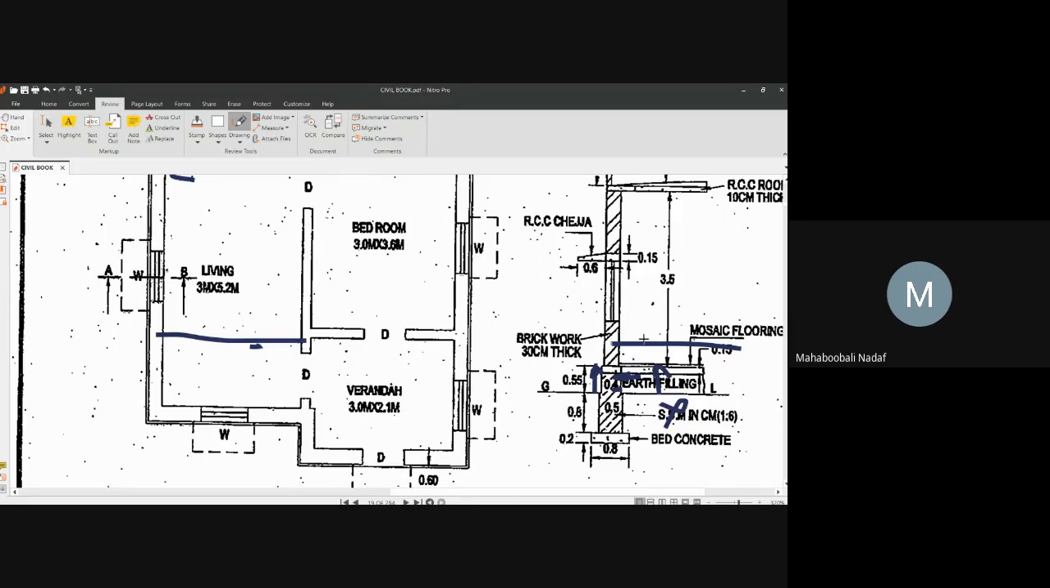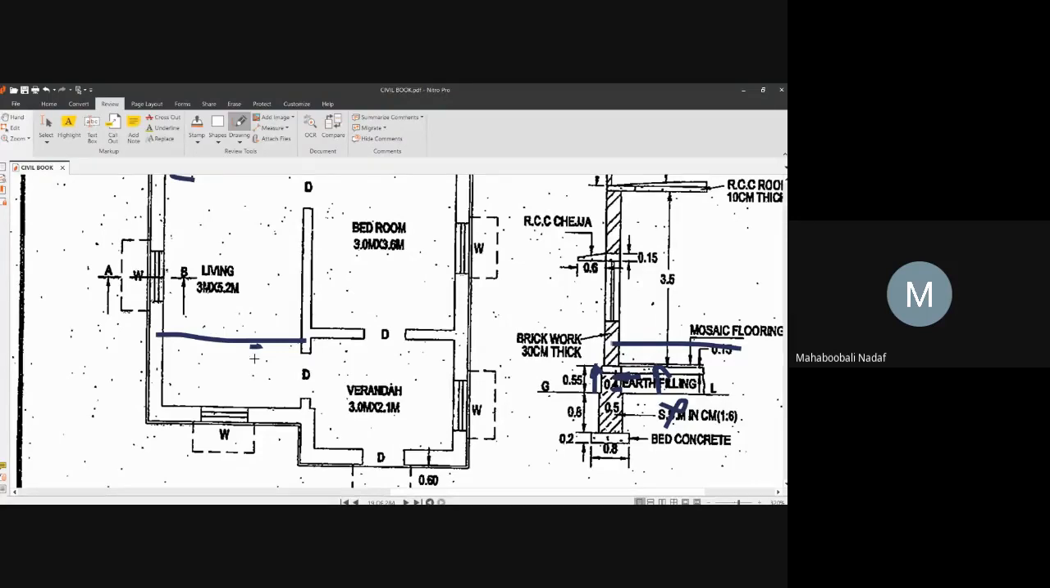How much? 2.85, sir. Everyone is getting 2.85. Everyone, try to understand. It is center to center minus this plinth. Why this plinth? Because you are filling it from that level. You are filling it from that level. So that is why it is taken like that. Okay.